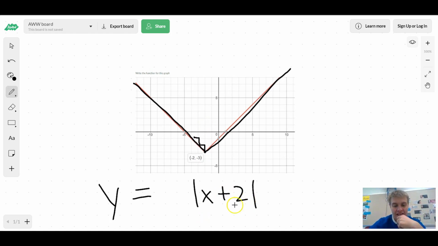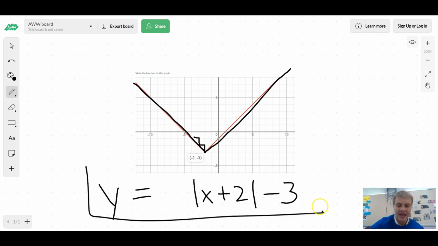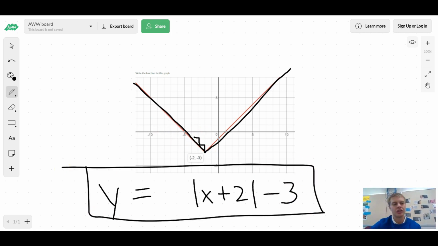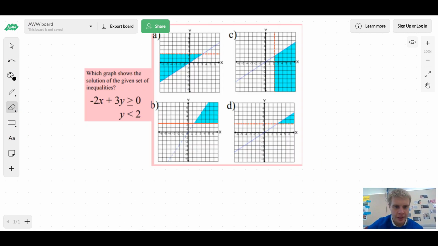Because inside the absolute value signs, or inside parentheses, is always the opposite. And now we're going to look to see if it moves on the y-axis, which is our up and down. So this thing is going to move down 3 points. Since it's going to move down 3, we're going to put a negative 3 out here. And that is how I get my equation. Let's try another one.